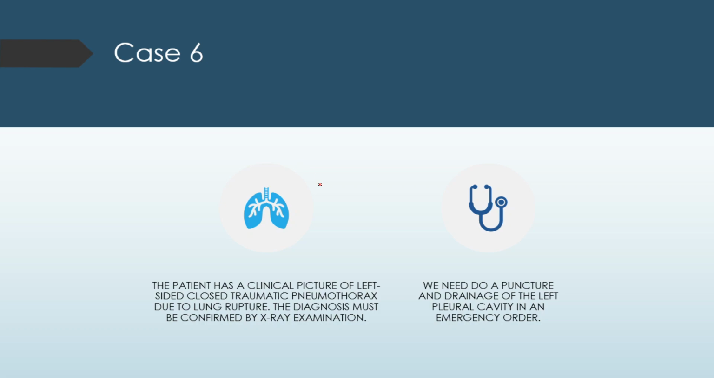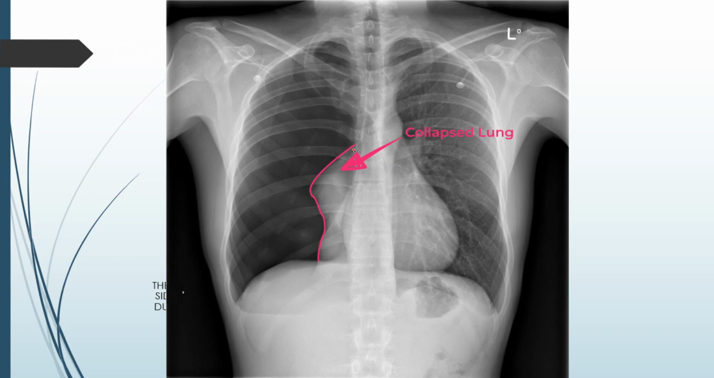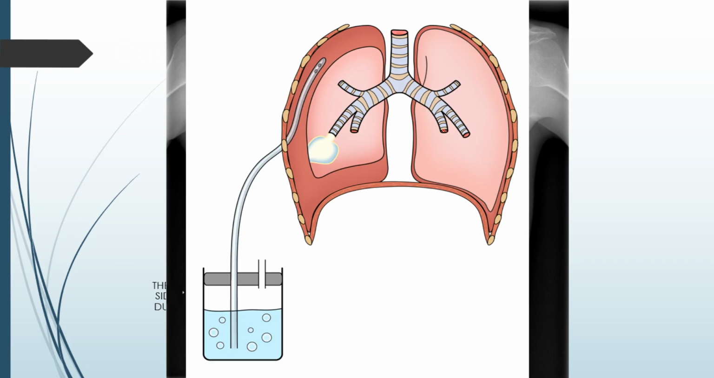Okay, and case number 6. The patient has a clinical picture of left-sided closed traumatic pneumothorax due to lung rupture. The diagnosis must be confirmed by X-ray examination. We need to do puncture and drainage of the left pleural cavity in an emergency order. There you see an X-ray, and you see that the lung is collapsed, yes, and you see a pneumothorax there, because you don't see any vessels. Okay, and the density of this lung is like this lung. Great.